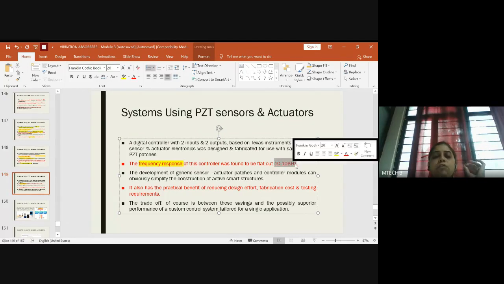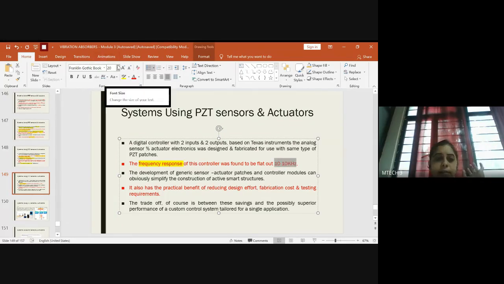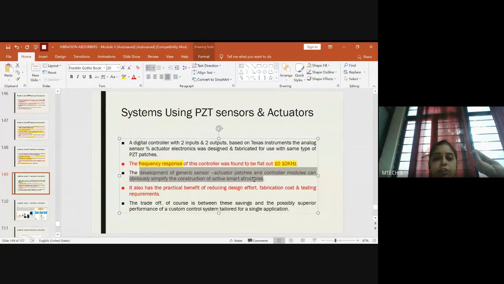be within the range of 10 to 10k hertz, 10 to 10 kilohertz. So this was the range of the frequency responses they were able to achieve by using the digital controlling unit. So this development helped to achieve the smart structures with respect to the actuator patches and the sensor patches. So they were easily able to construct a smart structure, not only a simple passive smart structure, it was an active smart structure. You claim that as an active smart structure whenever you have an actuator in it.